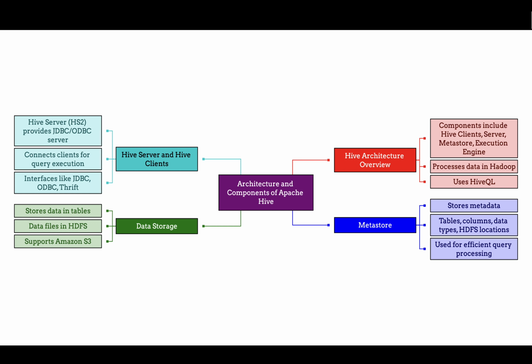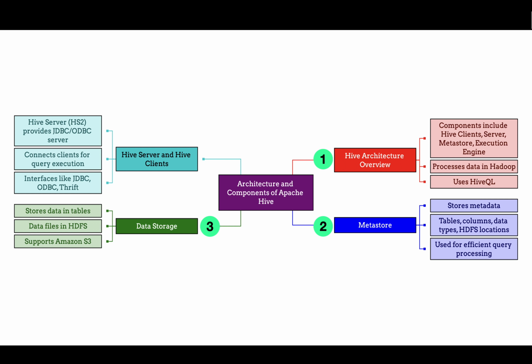Architecture and components of Apache Hive. 1. Hive architecture overview. Hive's architecture consists of components like Hive clients, Hive server, Metastore, and execution engine, MapReduce, Tez, or Spark. It processes and analyzes data stored in Hadoop, using HiveQL. 2. Metastore. The Metastore stores metadata about the tables, columns, data types, and HDFS data locations. This information is used by Hive to efficiently process queries.